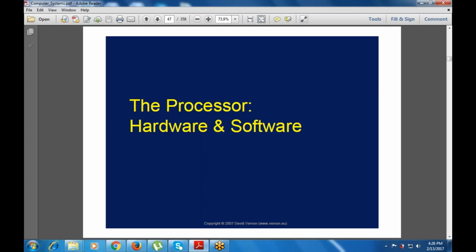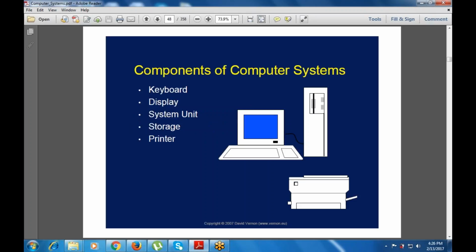Now, we are done with the input, we are done with the output, we are done with the storage. Next part is the processor, that may be hardware, that may be software. These are the various components of a computer system: first is the keyboard, then display, system unit, storage system, and the printer, which we have done.